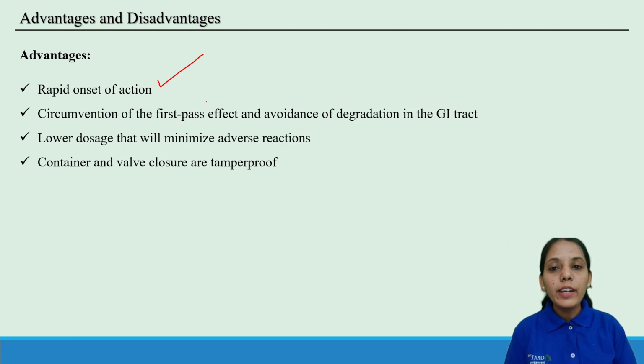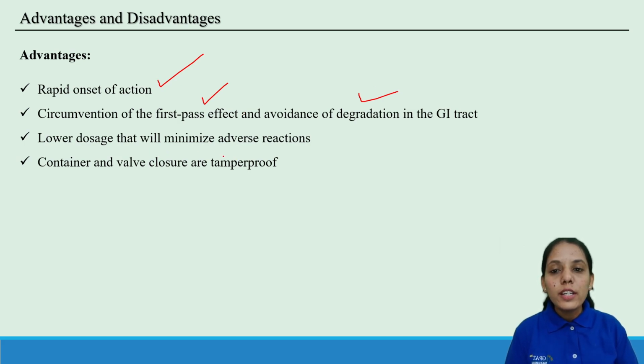Next is circumventing the first pass effect. Some drugs undergo hepatic first pass metabolism, because of which, before reaching blood circulation, they undergo an extent of metabolism. So in the aerosol preparation, there is no liver metabolism, there is no first pass effect, and there is no degradation in the GI tract. The drug gets directly absorbed into your blood circulation or systemic circulation.